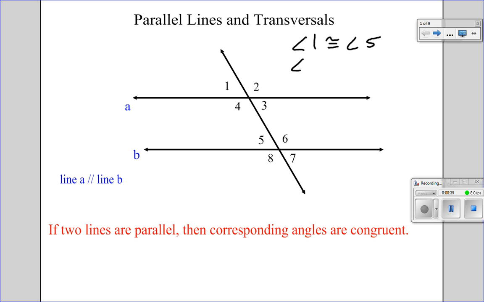2 and 6 were also corresponding. 4 and 8 were corresponding. And finally, 3 and 7 were corresponding. So from this theorem, I can gather all this information about these angles.